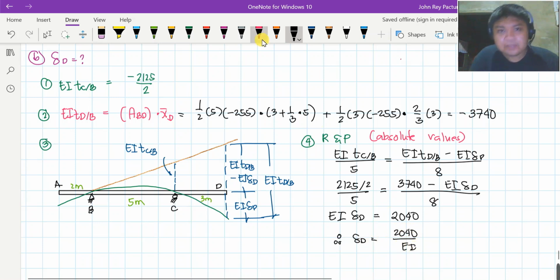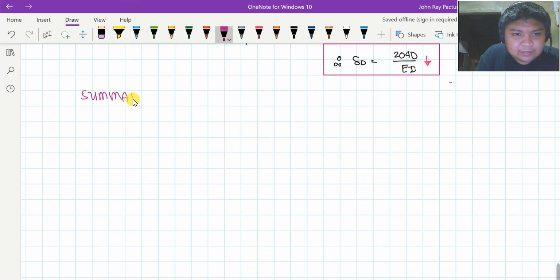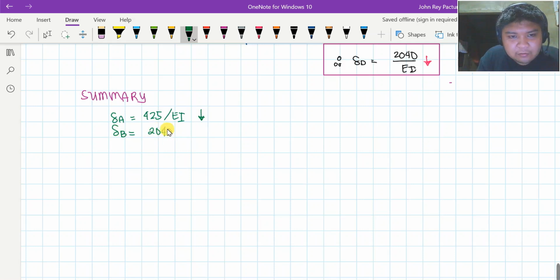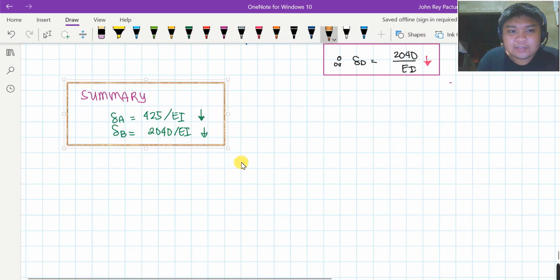over EI. And based sa figure natin, pababa siya, class. Okay? So, ito na yung ating final answer. So, box ko lang siya. Ayan na, class. So, to conclude for this one, lagay na lang natin, class, for summary para ma-finalize na natin to. So, yung deflection at A is equal to 425 over EI, downward. And yung deflection sa B is 2040 over EI, downward din. Okay? So, I hope that is clear. Ito na yung ating final sagot o final answer nga.